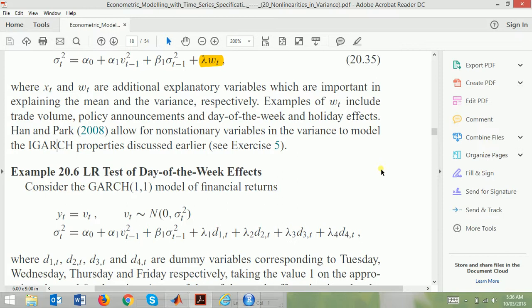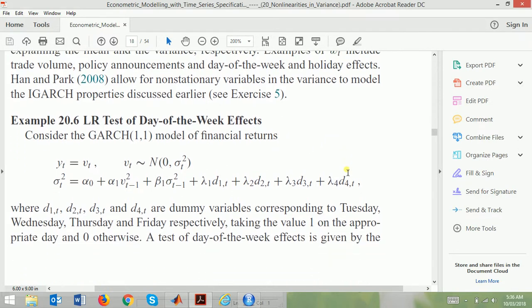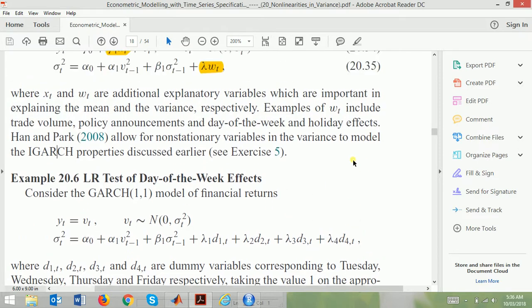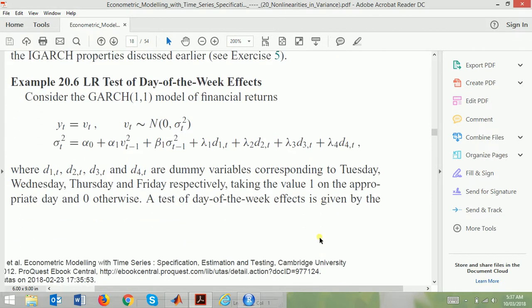Now today we are going to start talking about something very important, which is the LR test, or likelihood ratio test, of day of the week effect. And we have learned that in our GARCH model conditional variance specification, we can include another additional variable which can actually capture trade volume, policy announcement, day of the week effect. So we'll see a real life day of the week effect information.